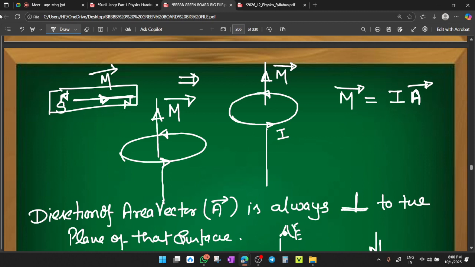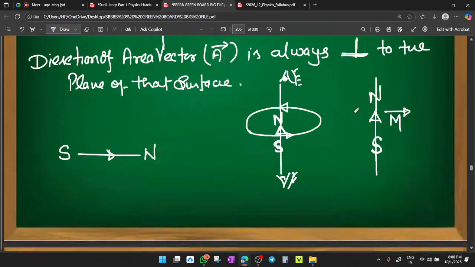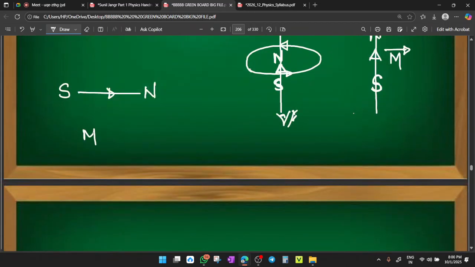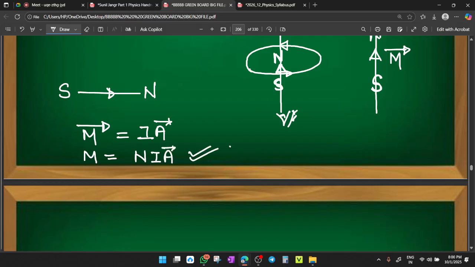Very important. So M equals IA. The magnetic dipole moment for a current carrying coil is given by M equals IA vector. So finally, once again, write M equals IA vector, and for N turns, M equals N IA vector. Complete.